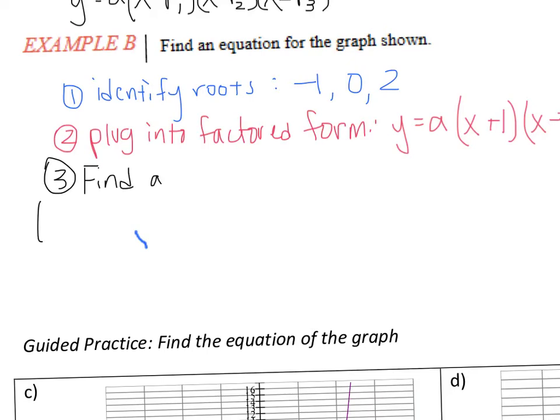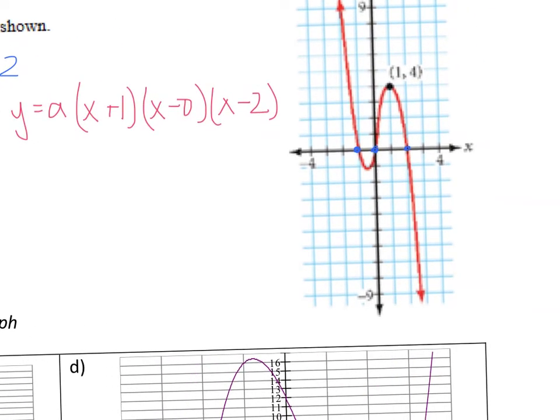And we're always going to do that by plugging in a test point. And the easiest test point to plug in is usually the y-intercept, so where the equation crosses the y-axis. However, if that's already a 0, like it is in this graph, then you can choose another point. So the point that we are going to use is labeled for us in our graph, 1, 4. So that is our test point.